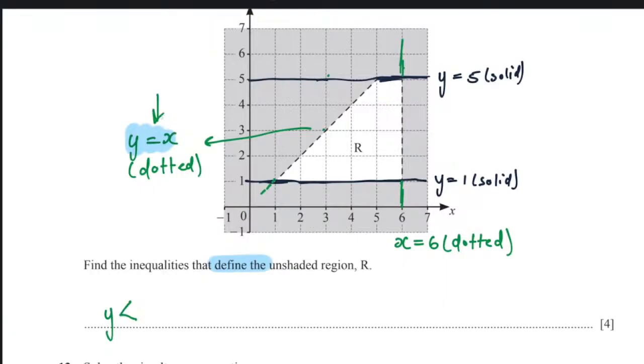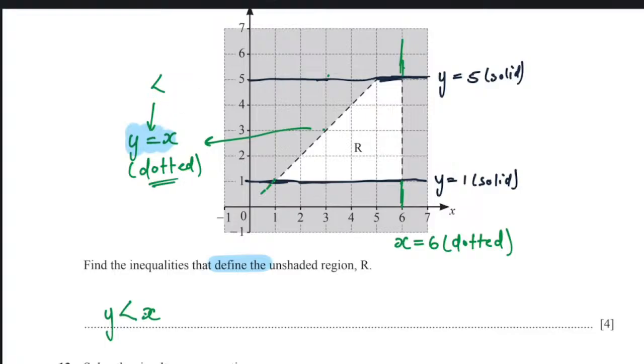You change this equal sign to be an inequality. If it's below, make y be less than. Listen, if the unshaded region is below, change the equal sign to be y less than. So y is less than x. It's this same one, but we remove the equal sign, we put a less than sign. And we are not going to put an or equal to because it is dotted. So on dotted, you don't put an or equal to.